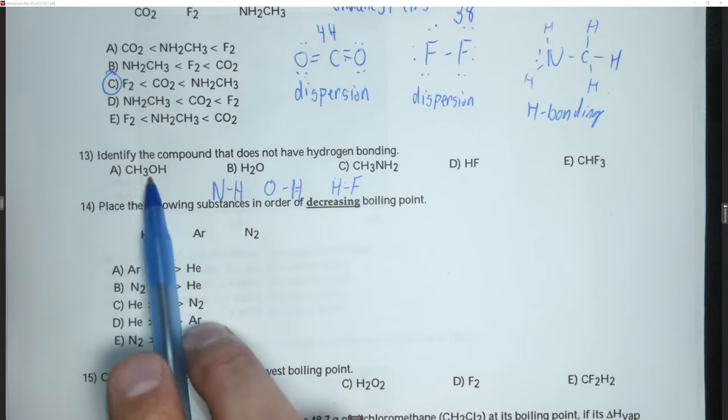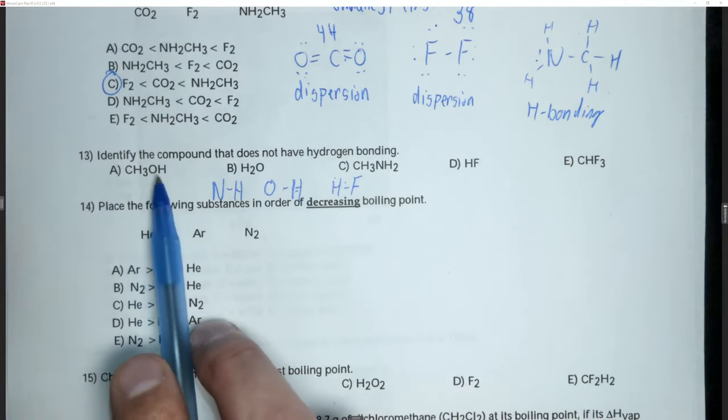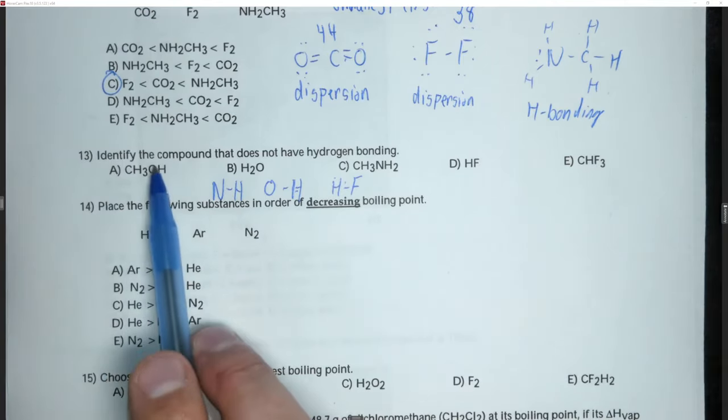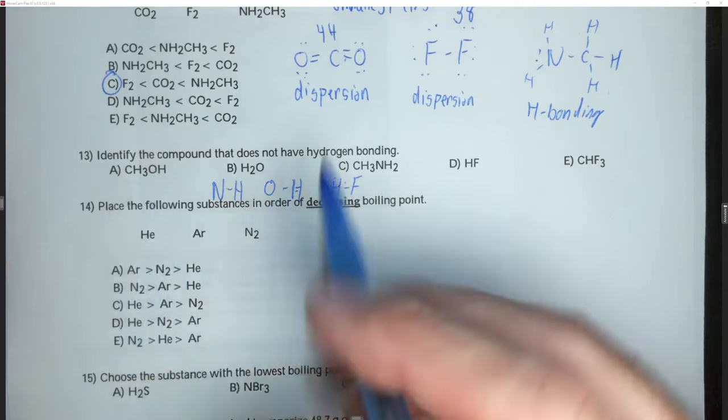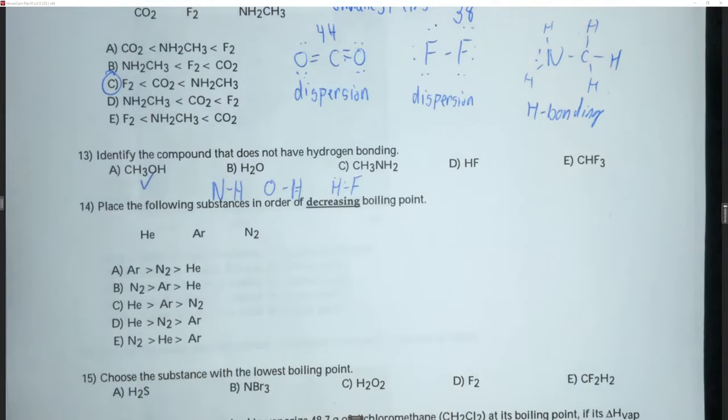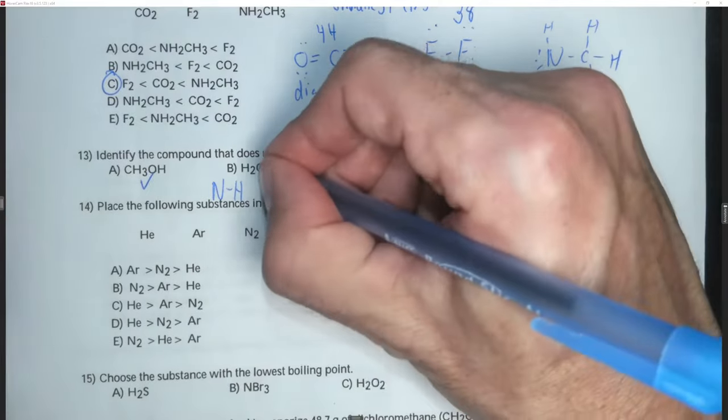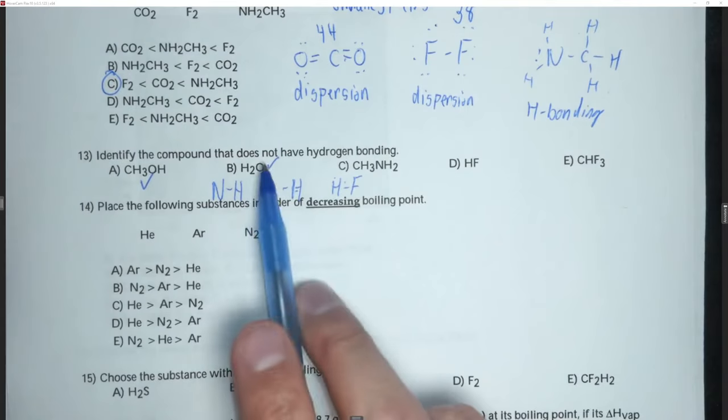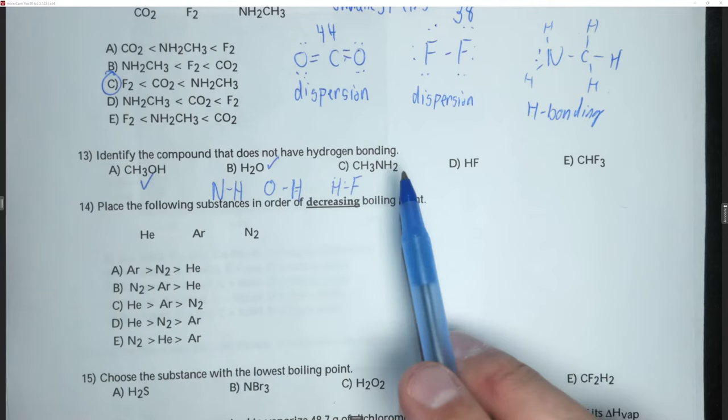So if we look here, CH3OH, it's methanol, the stuff you would find in windshield washer fluid. All right, we have an O directly bonded to an H. So this one has hydrogen bonding. H2O, that's the classic example of hydrogen bonding. Of course, there's an O attached to an H.